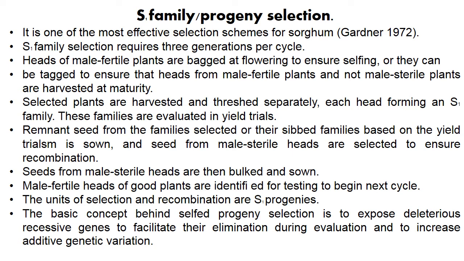Selected plants are harvested and threshed separately, each head forming an S1 family. These families are evaluated in yield trials. Remnant seeds, or the seeds kept for the next season, from the families selected based on the yield trials are sown, and seed from male sterile heads is selected to ensure recombination. Seeds from male sterile heads are then bulked and sown. Male fertile heads of good plants are identified for testing to begin the next cycle.